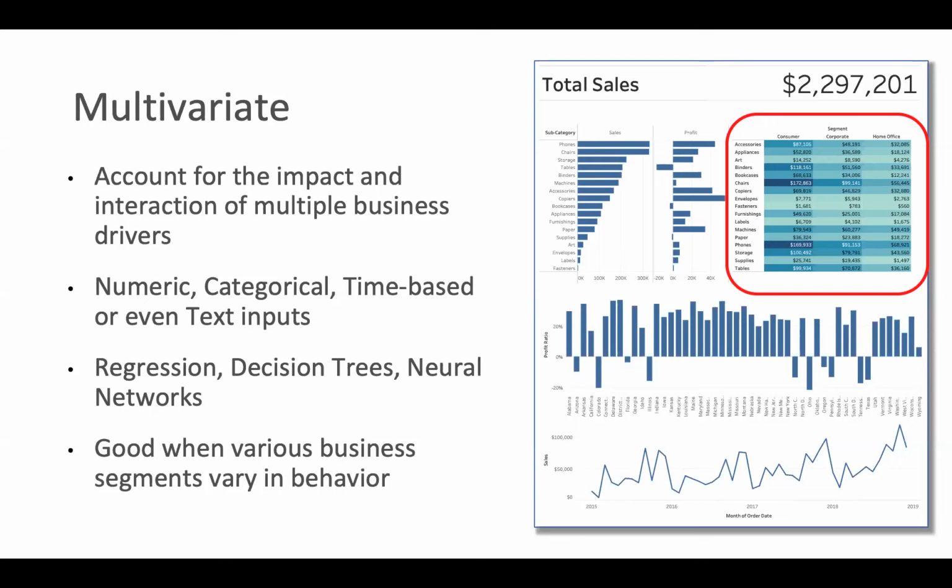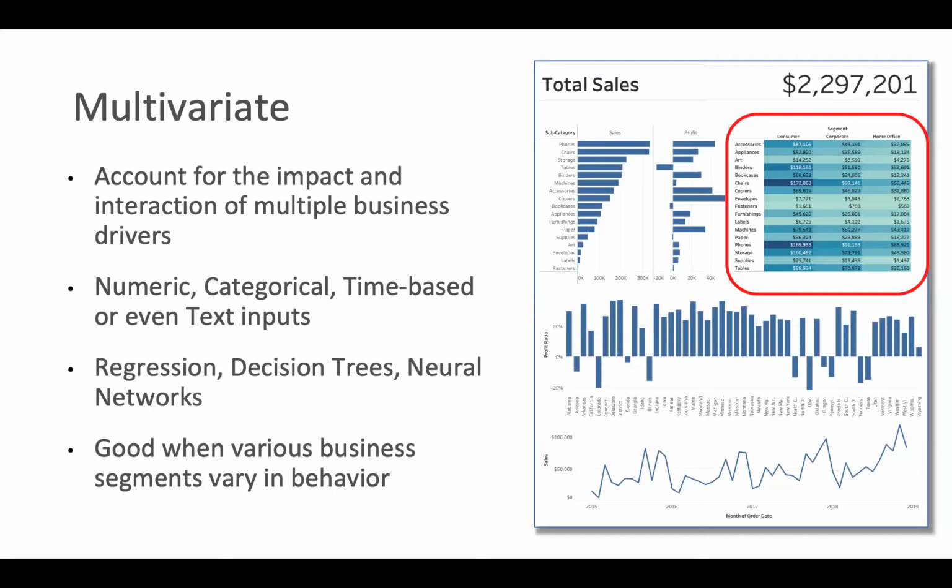The other nice thing about this is you can also look at interactions across these attributes or features. So for example, maybe within the consumer segment, we tend to see higher bookcase sales than in the corporate segment. So it allows for those kinds of combinations of attributes to be considered as well. These attributes can be numeric, they can be categorical, they can be time-based, or even free text.